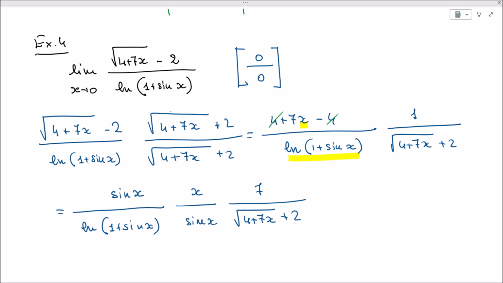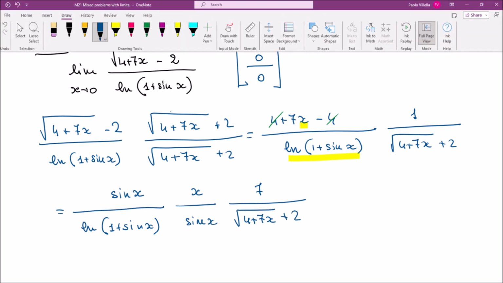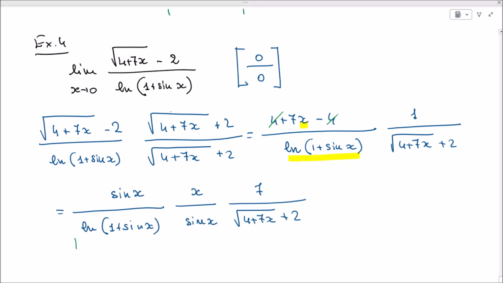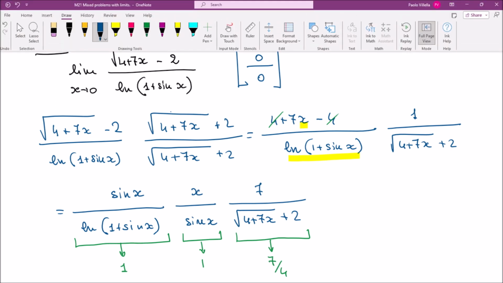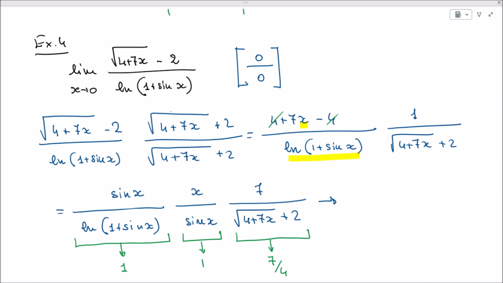Okay, and we are now in a position that we can evaluate this limit, because for x that goes to 0, this will tend to 1. This will tend to 1, and instead this limit, well, this is a continuous function, so this can easily be recognized as something that goes to 7 divided by 4. So the entire function has a limit of 7 divided by 4.